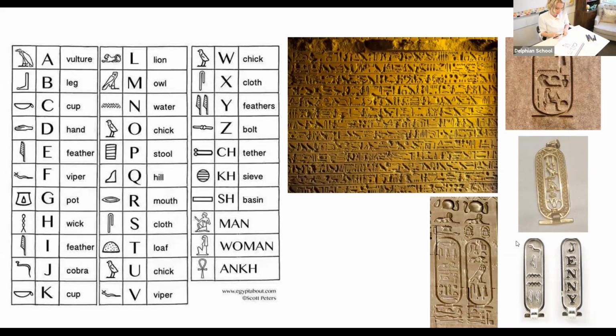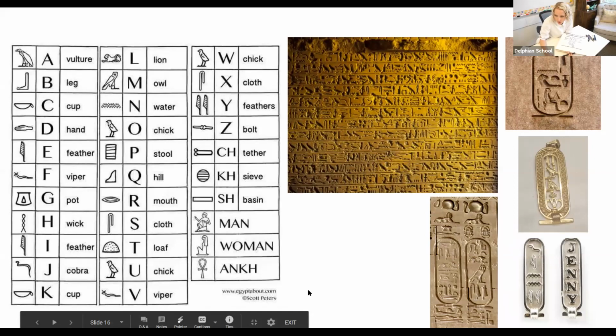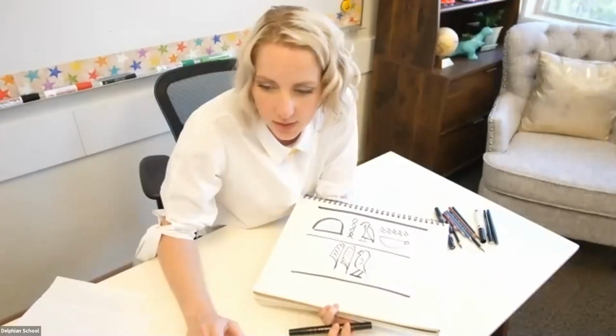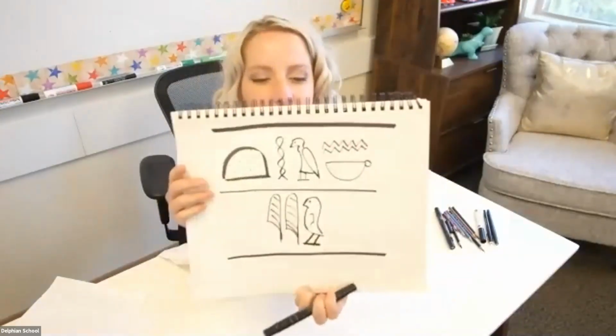All right. So draw the lines. You can tell that you're supposed to read this from left to right because my animals face towards the beginning. And that's how you read hieroglyphs. So here is one I just drew. And this says, thank you.